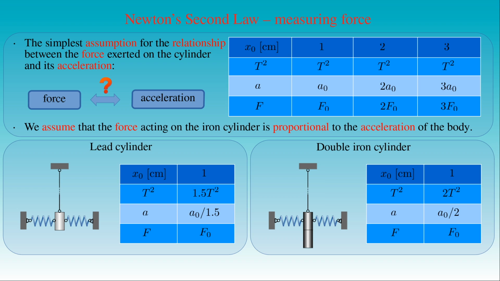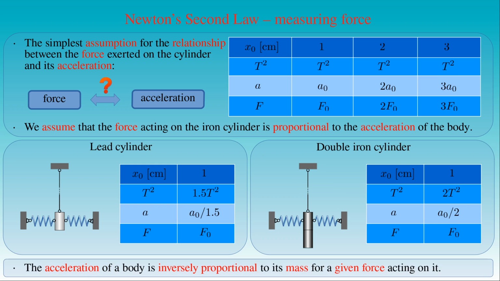The experiments show that the same force can produce such accelerations of the lead and the double iron cylinders, which are 2/3 and half of the acceleration measured in the original setup. This fact can simply be attributed to the masses of the lead and the double iron cylinders being 1.5 times and 2 times bigger than the mass of the original iron cylinder. Then we can conclude that the acceleration of a body is inversely proportional to its mass for a given force acting on it.